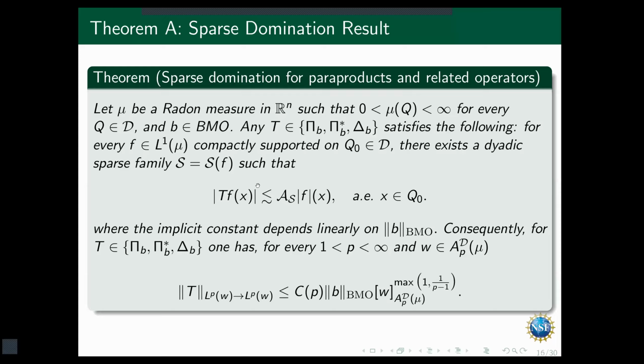And of course, once we have the sparse domination, we can run known machinery to prove weighted inequalities, right? So below, I have an estimate on the operator norm on weighted LP of w of T, in terms of the dyadic A_p weight characteristic. And this is the sharp power that you expect from sparse domination. It's the same as the sharp power for Calderón-Zygmund operators.